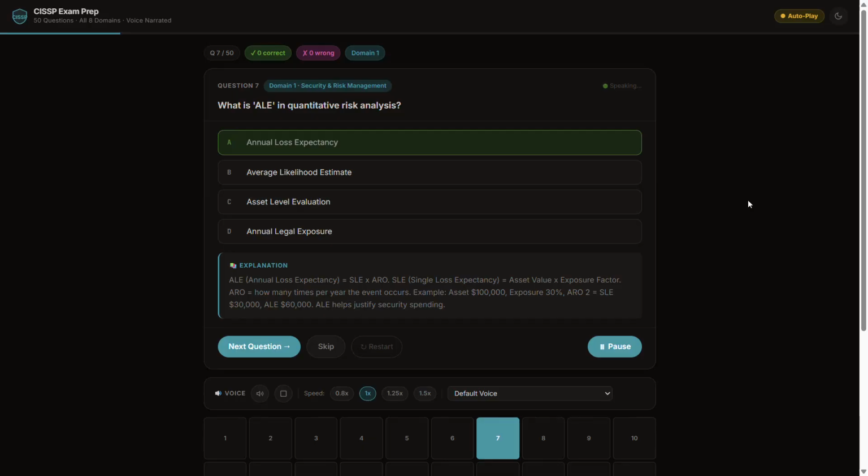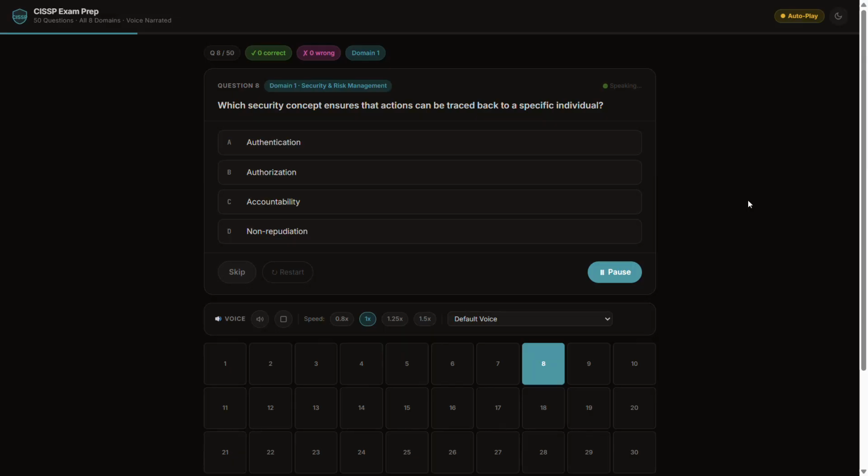Correct answer: A. ALE, annual loss expectancy, equals SLE x ARO. SLE, single loss expectancy, equals asset value x exposure factor. ARO equals how many times per year the event occurs. Example: asset $100,000, exposure 30%, ARO 2 equals SLE $30,000, ALE $60,000. ALE helps justify security spending.